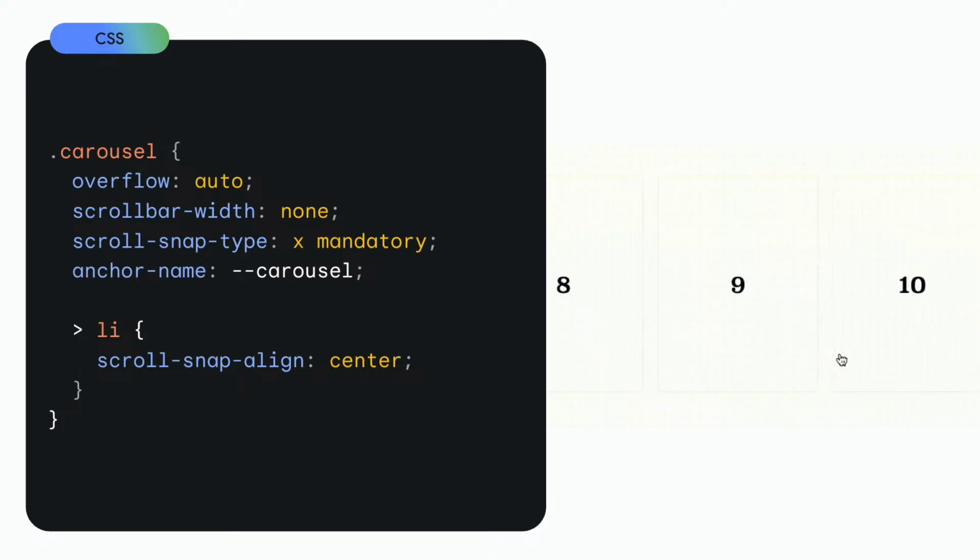With a few lines of CSS here, I've set overflow, removed that scroll bar visually, and given our carousel an anchor name, because that will come in handy in a minute. And using scroll-snap-type and scroll-snap-align, which are both widely available since January 2020, I've enabled item by item snapping to the center of the carousel.